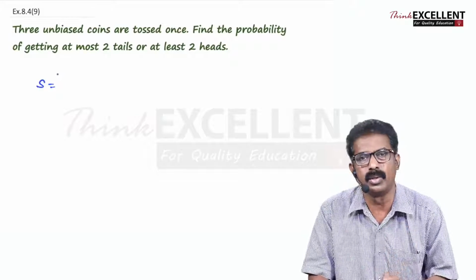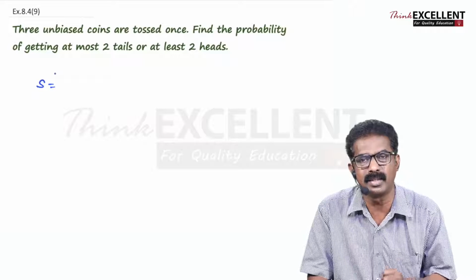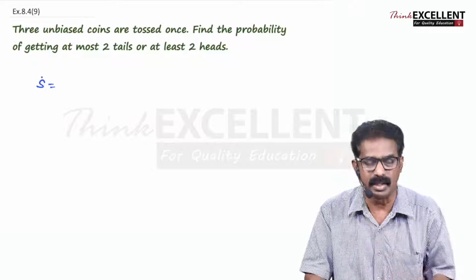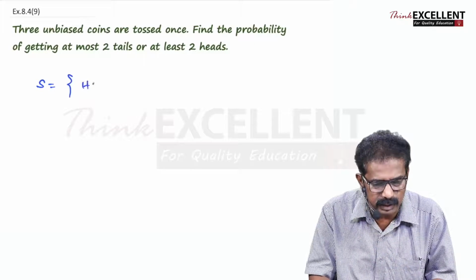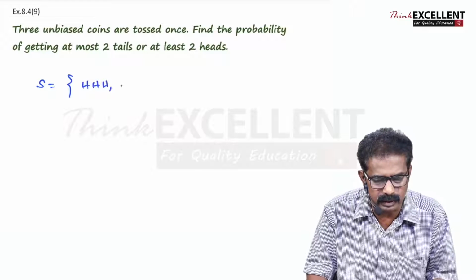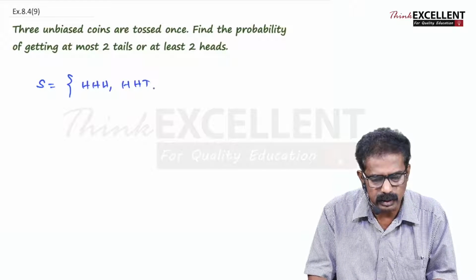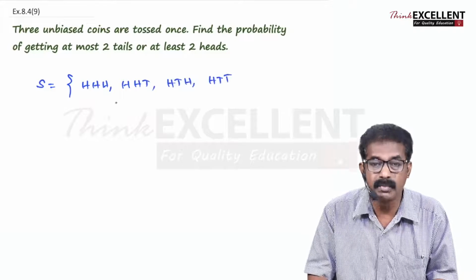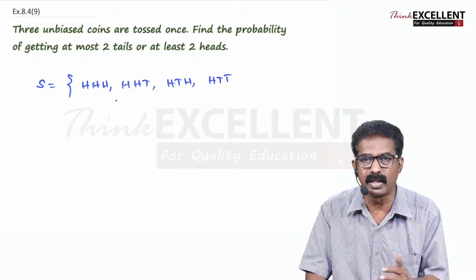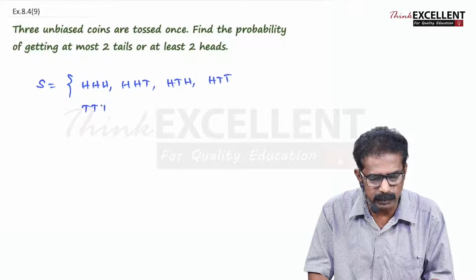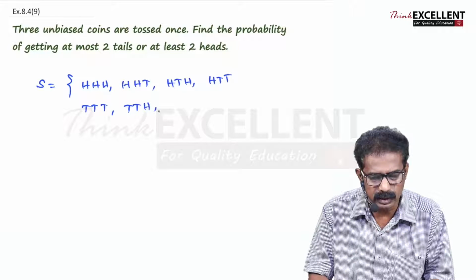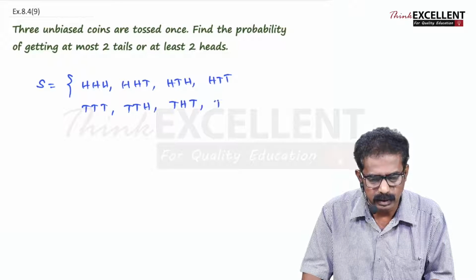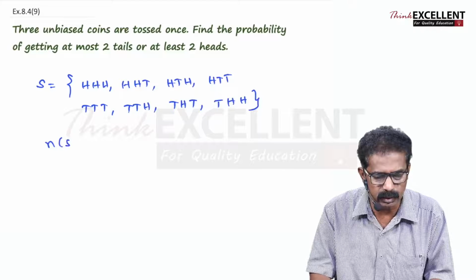So immediately you know how many sample points you get, right? 8, 2 raised to 3, 8. What are those 8? Starting with H you write 4: HHH, HHT, HTH, HTT. Then wherever H comes, you put T, and for T, you put H. So TTT, TTH, THT, THH. So N of S is equal to 8.